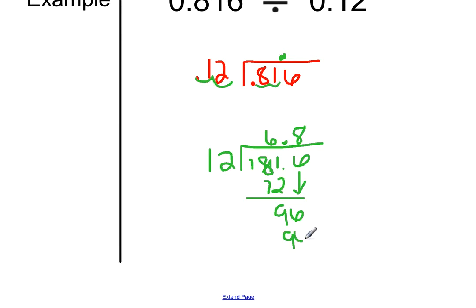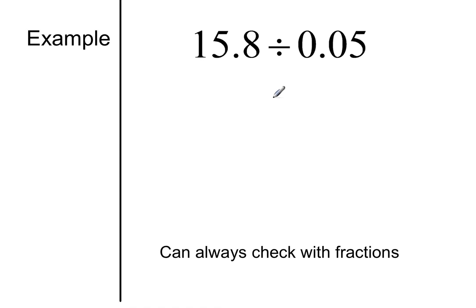What happens if it doesn't go in there nice and I get, let's say, a 1 here? Then I would have to put up a 0 to bring it down, and then I would keep going until it finally stops or I notice a repeat. So let's try this one. Go ahead and stop the video and start it when you're done.